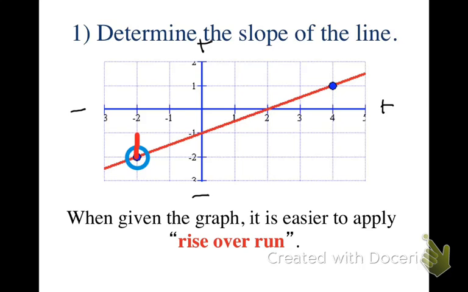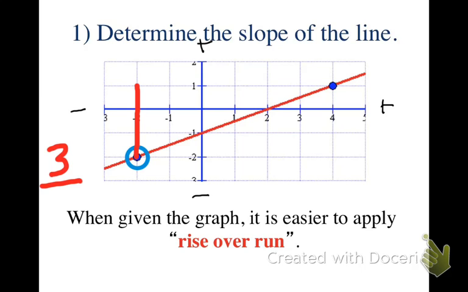Go ahead and do that again. 1, 2, 3 units. And it's just counting each individual space. So I've gone up 3. That is my rise. I'll go ahead and put it down. 3 over. Next, we'll do the run.